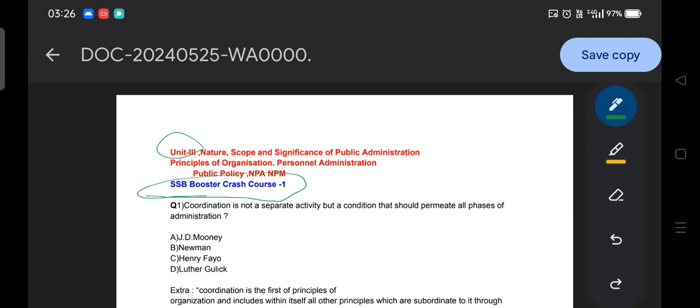Today we'll discuss the nature, scope, and significance of public administration, along with principles of organization, personnel administration, public policy, and new public administration and new public management. This is our topic today, and we'll cover around 21 questions with respect to this syllabus. These questions are framed in such a way that they follow the trend in SSB lectures and the PGT examination.